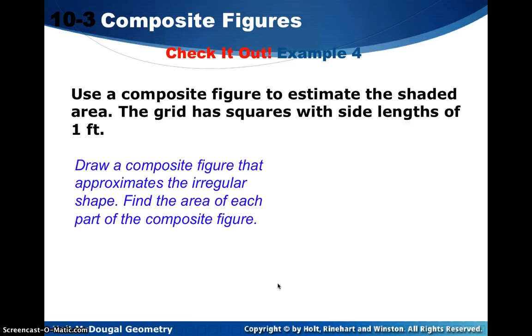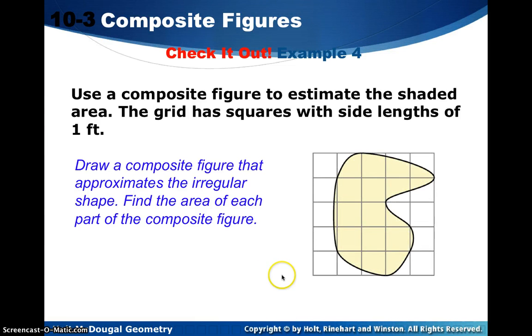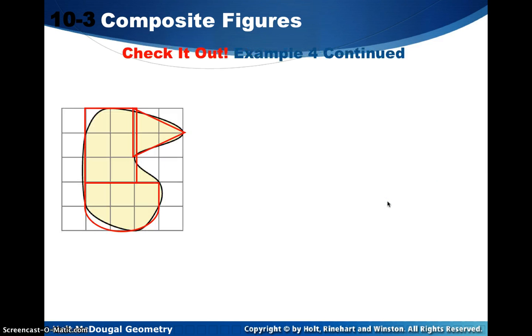Let's see if we can draw a composite figure. Now what we're going to do is take this shape and break it down into simple shapes. So I've chosen to break it down like this, so that on the side here I've got a triangle, and then I've got this rectangle, and this is kind of like a half of a circle. I know it's not exact, but we're just estimating, and we'll use these to estimate the total area.